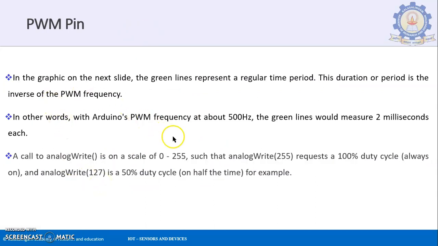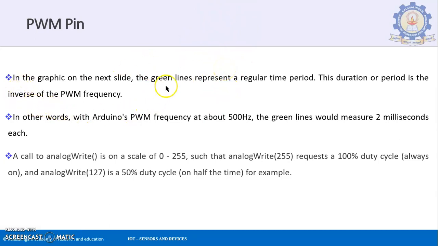In the graphic on the next slide, the green lines represent a regular time period. This duration of period is the inverse of the PWM frequency. So you know that time is inversely proportional to frequency. That is a basic formula: F is equal to 1 by T, or T is equal to 1 by F. That is the basic formula that you'll be using.